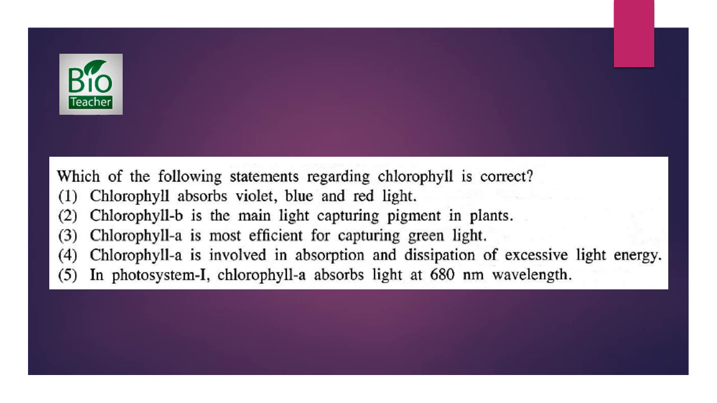Fourth one, it says chlorophyll A is involved in absorption and dissipation of excessive light energy. This is again wrong. It is because in the presence of high amount of sunlight, chlorophyll A is destroyed. This is a function of accessory pigment like carotenoid. In the fifth one, it says in photosystem 1, chlorophyll A absorbs light at 680 nanometer wavelength. This is wrong. To make this sentence correct, it should be added like this. In photosystem 1, chlorophyll A absorbs light at 700 nanometer wavelength.